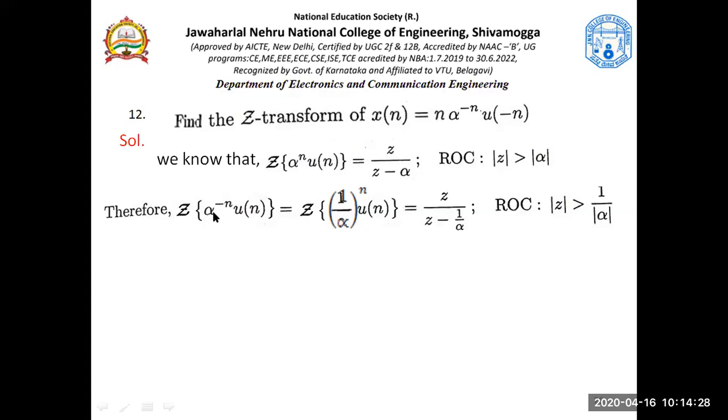But alpha power minus n u of n is not a standard signal because you have minus here. We have not dealt with a negative power till now in a standard signal. So can we make this a positive power? Yes, we can make this a positive power by writing this as 1 by alpha to the power n. Everybody understand that?